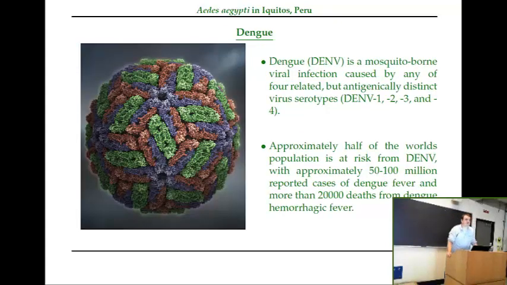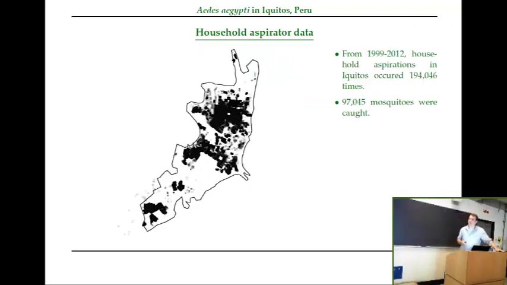Dengue, if you've heard a talk by Tom before, is an arbovirus, the most important arbovirus in the world, causing approximately 200,000 deaths a year from dengue hemorrhagic fever. It is caused by 4 related but antigenically distinct virus serotypes. So what we're trying to do here is understand the role that mosquito density is playing in the ongoing transmission of dengue within Iquitos. The data we have is household aspirator data.